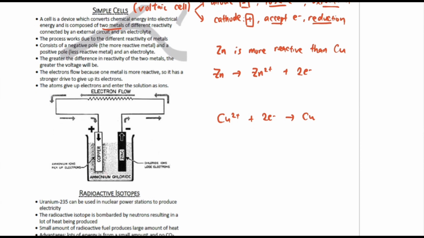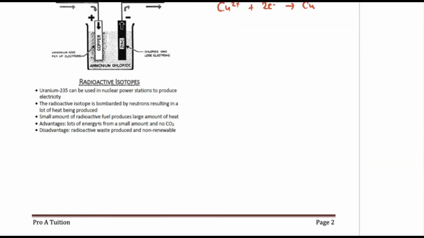Okay. Now, at the end, radioactive isotopes. Uranium-235 can be used in a nuclear power station to produce electricity. We use uranium-235 to produce nuclear energy. In Russia, there is a lot of uranium, so you can get a lot from Russia.